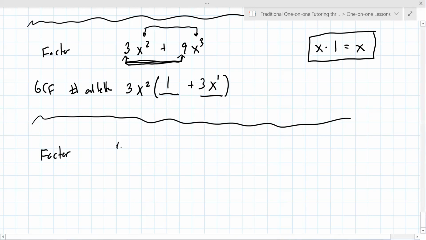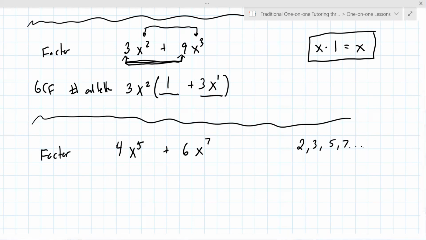4x to the 5th plus 6x to the 7th. So you have to look at the numbers first. Between 4 and 6, what's the biggest number that goes into both? What number goes into both 4 and 6? Okay, I got it.